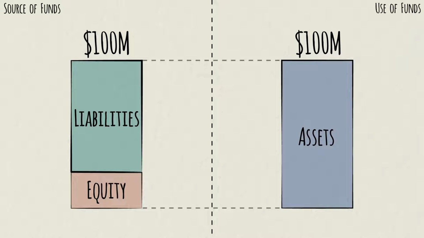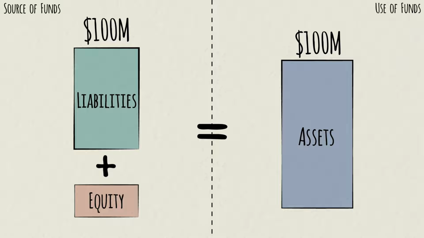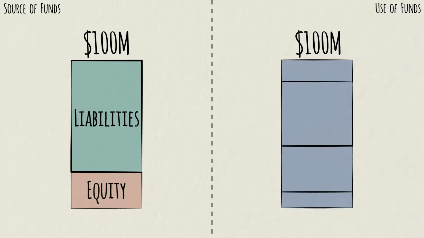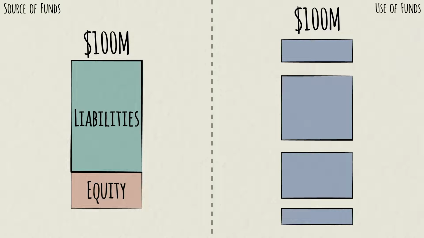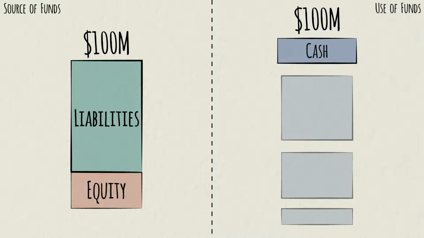In a balance sheet, these assets represent the total funds that you can put to work. Assets will always be equal to liabilities plus equity. There are 4 different ways you can deploy your bank's assets. First is cash. While cash is the least risky option, it generates the lowest return, so it's not highly preferred.